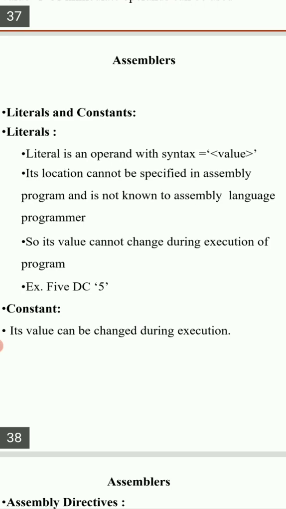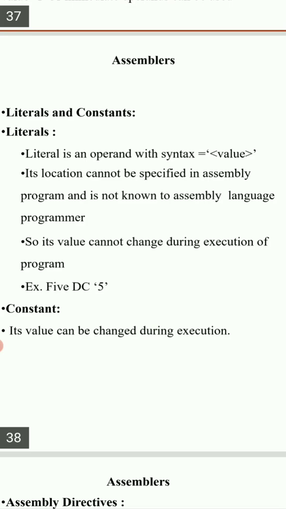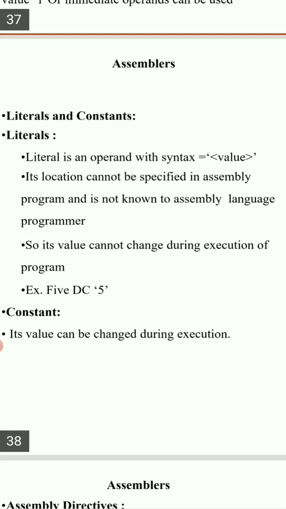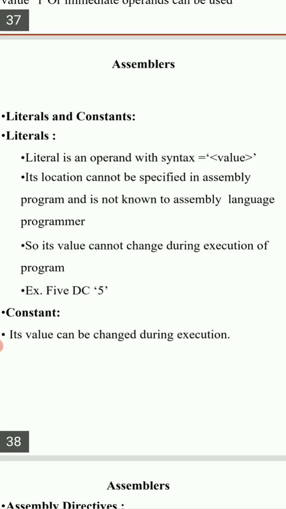Please try to understand. You can see the example 5 DC 5, because it is a constant value, so we can call it a literal. A literal is an immediate operand which you get in the statement. So the value 5 is a constant, and we call that a literal. A literal is an operand with the syntax equal to, and then the value in single quotes. Its location cannot be specified in the assembly program, and is not known to assembly language.